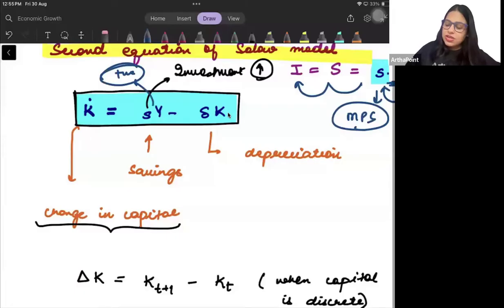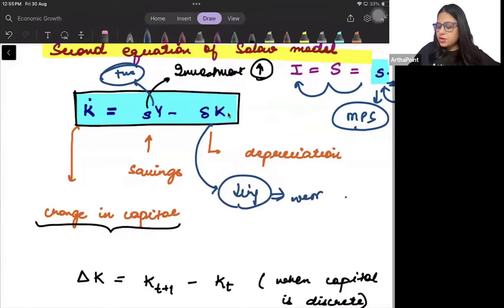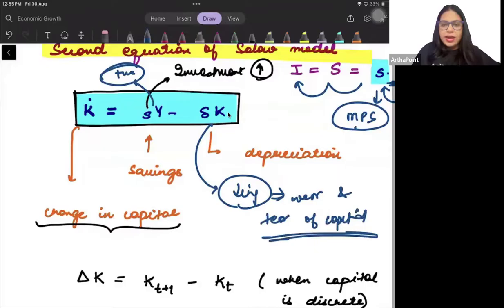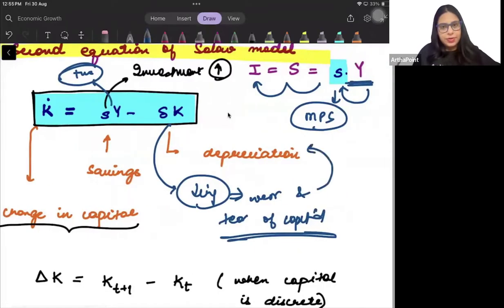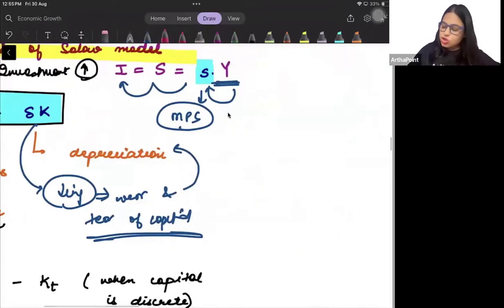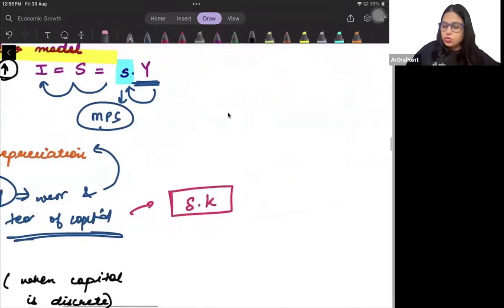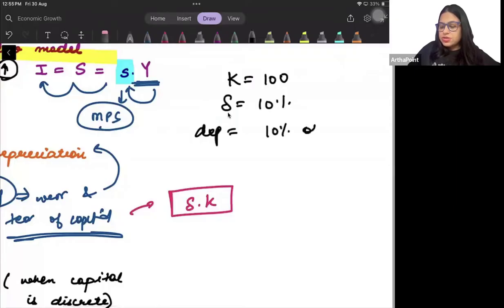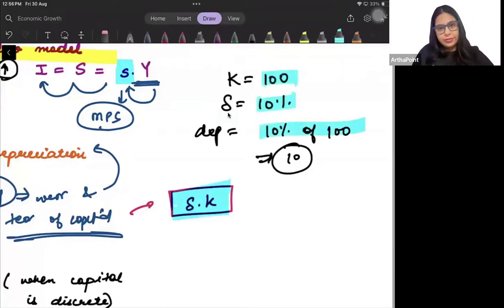But at the same time, there is also a decrease in capital. The decrease in capital is due to wear and tear of capital, and that is called depreciation of the capital. This depreciation of capital is some proportion of the total capital. तो अगर मैं ये बोल दूं कि मेरा capital 100 है and depreciation rate 10% है, so the amount of depreciation will be 10% of 100, which means 10. Right? So depreciation is some constant rate of the value of the capital.